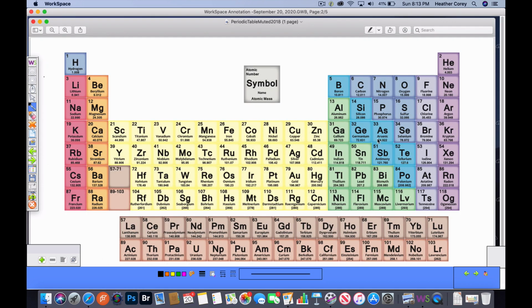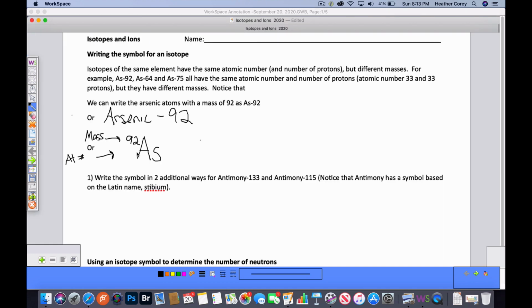So when I find arsenic, here it is, it's number 33, so that bottom number is going to be 33. Okay, so those are different ways that you can show the exact same isotope. So try an example with number 1.